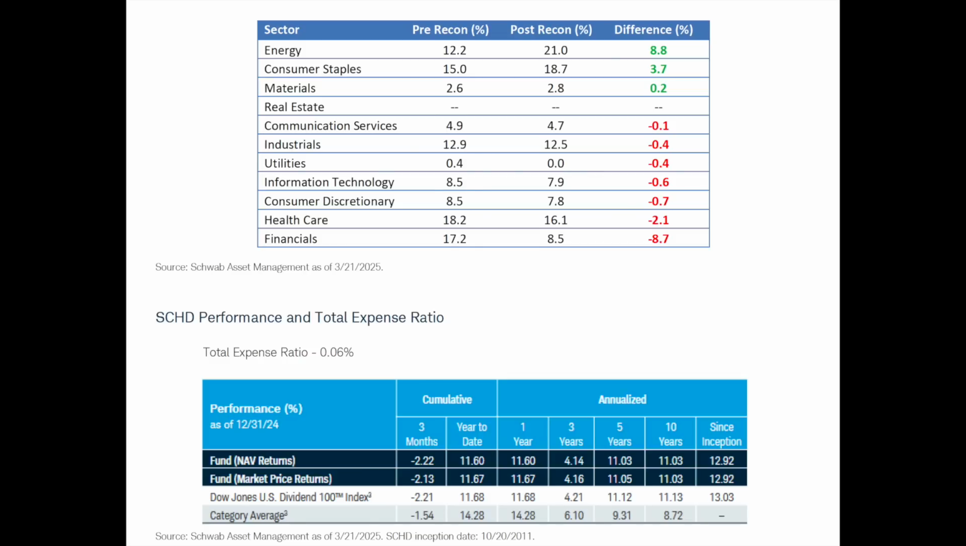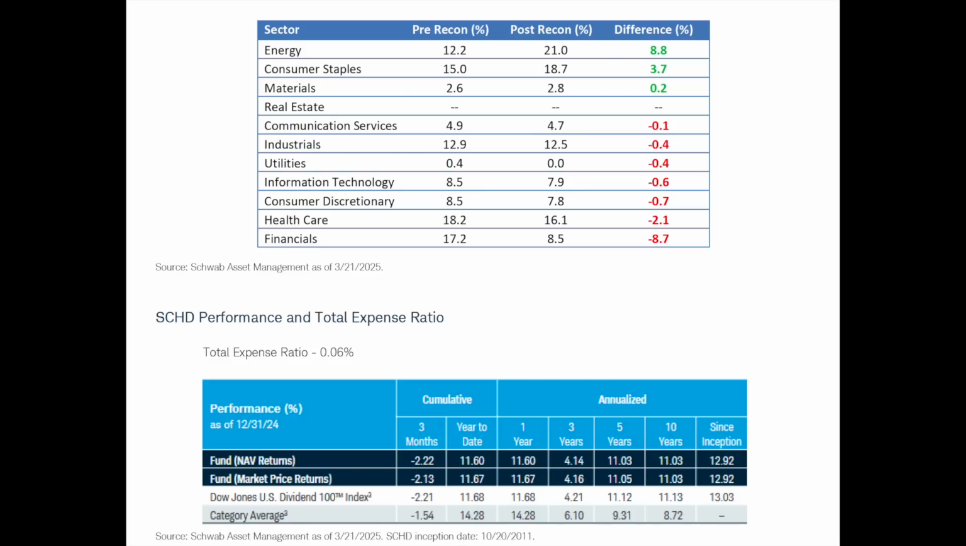I have a little bit of energy in my main portfolio, but not too much. And so having 21% of SCHD being in energy, I like that. Consumer staples, honestly, I wish it didn't jump from 15 to 18.7, but I understand it because a lot of these are on sale right now. I already have a lot of consumer staples. That's why I'm saying that. Industrials, it's pretty even. I like that. I would like more exposure to industrials.